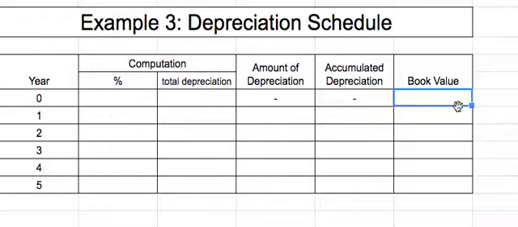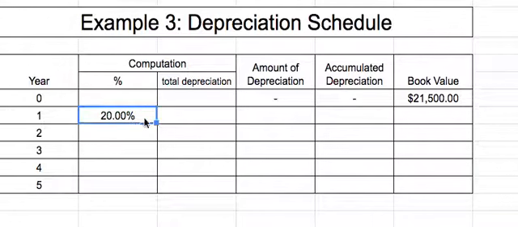Some of the things that we were provided in the example: we know the brand new book value is $21,500. That means it's brand new, just came off the parking lot, that's its value. We also know that the depreciation that's provided for us is 20%. So we know it's going to drop 20% in value every single year.